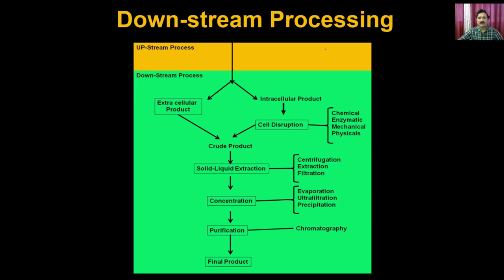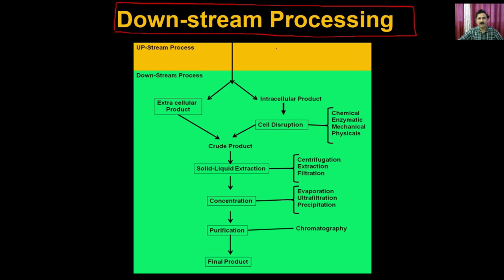So apart from that, once you've got the cells where the product is ready, then you can put them under downstream processing. Downstream processing means you have to extract the product, and then you have to purify the product, and then you have to get the final product from the cell. So this has multiple steps.